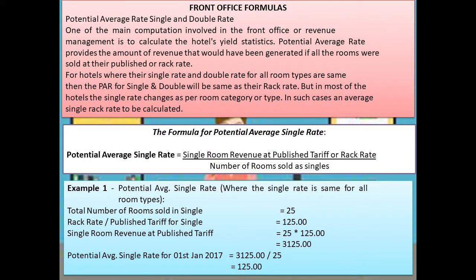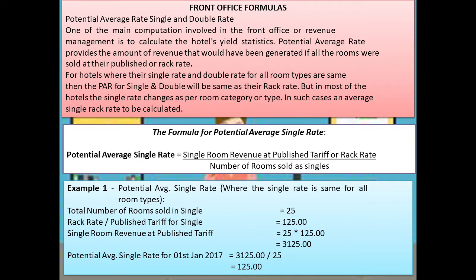Okay, let us now proceed to front office formulas. Potential average rate, single and double rate. One of the main computations involved in the front office of revenue management is to calculate the hotel's yield statistics. Potential average rate provides the amount of revenue that would have been generated if all the rooms were sold at their published or rack rate.